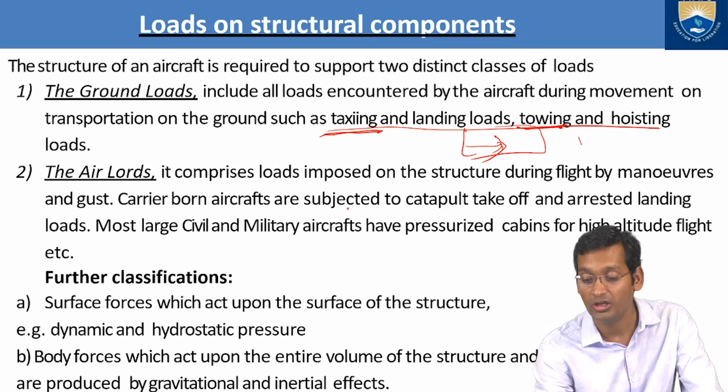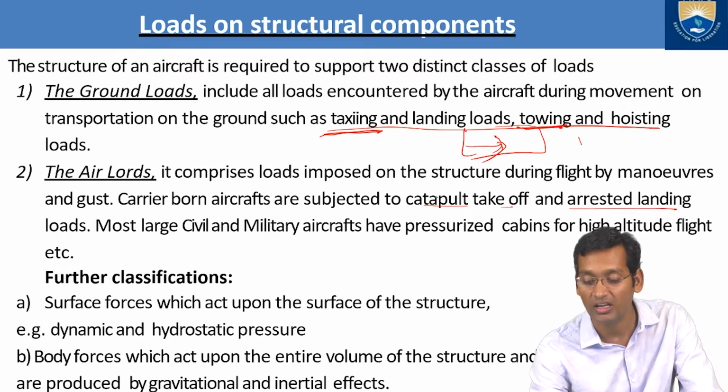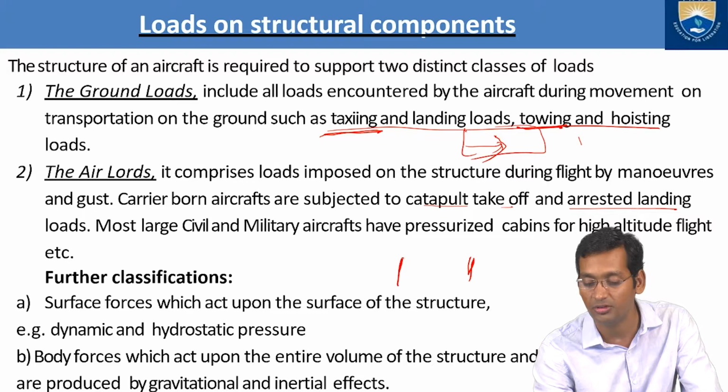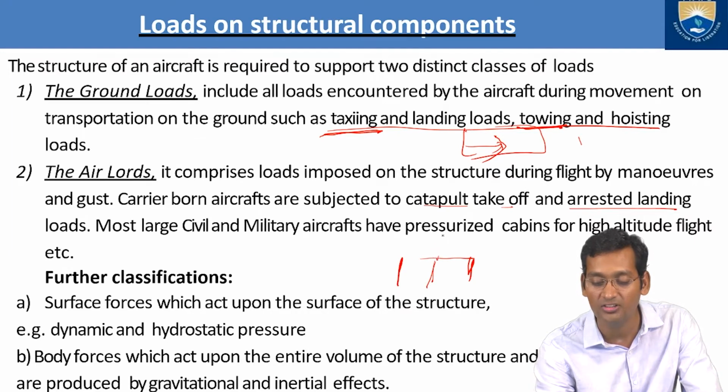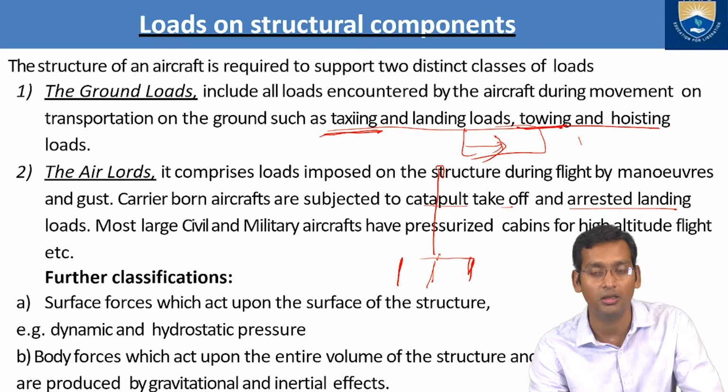Aircraft are subjected to catapult takeoff and arrested landing loads. Now catapult takeoff means what? Suppose two fixings are there, and something is here. Now the aircraft will come, they will pull and release suddenly, and with that it will move. So here again this will act like a force.